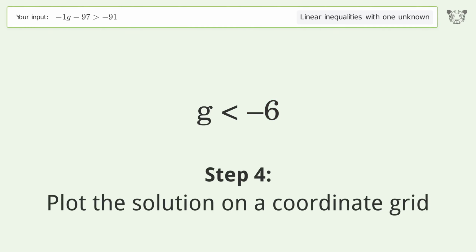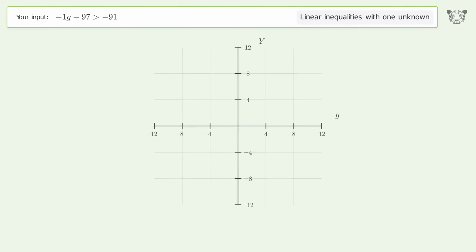Plot the solution on a coordinate grid. And so the final result is g smaller than -6.